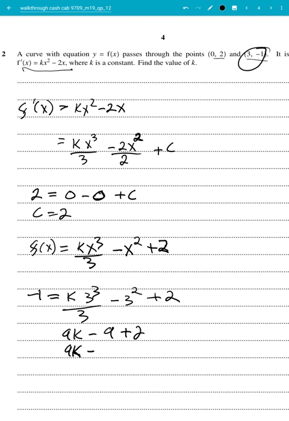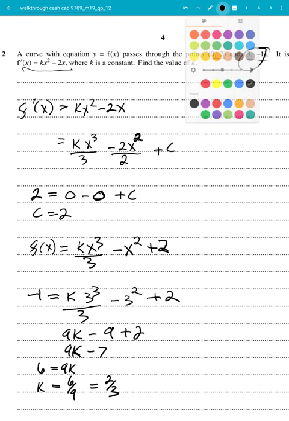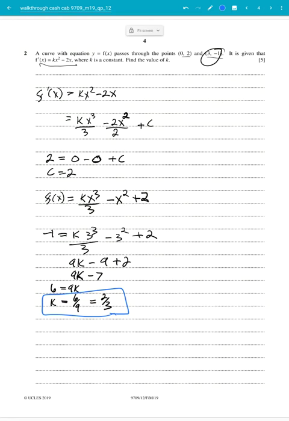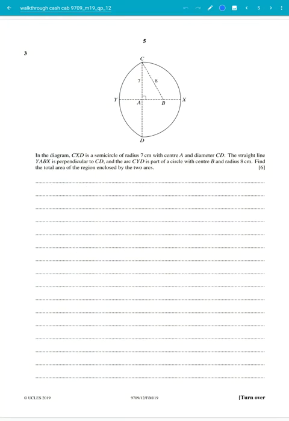9k minus 7. So we add 7 to both sides. It's going to be 6 is equal to 9k. So then k is 6/9 or 2/3. So there you go. There's that one. Going on to the next one. This one was fun.